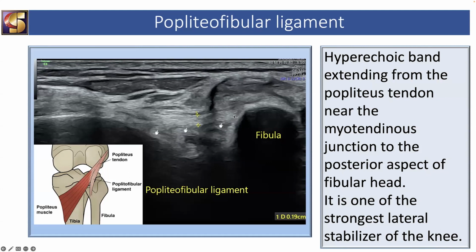So here we can see this hyperechoic band-like structure attached to the fibular head. This is the popliteofibular ligament, and a few superficial fibers are getting mixed with the popliteus tendon, the fibers of the popliteus tendon. So this much is the popliteofibular ligament.